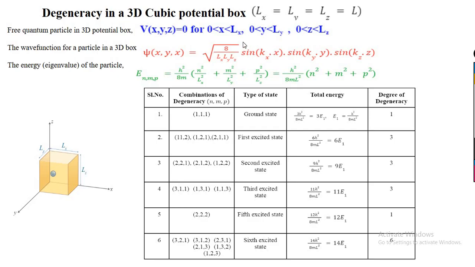So this is simply root 2 by Lx for the x-axis, root 2 by Ly for the y-axis, and root 2 by Lz for the z-axis. So it will simply be 2 cubed, meaning 8 over Lx Ly Lz. But as we have considered a three-dimensional cubical system, this will be L cubed.